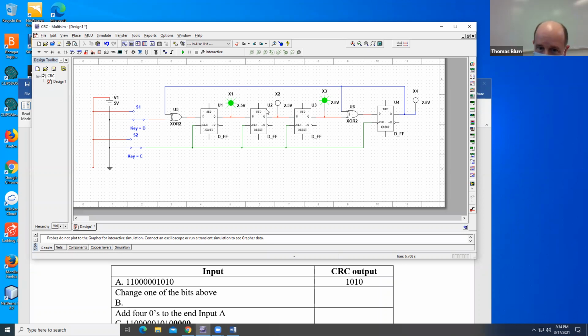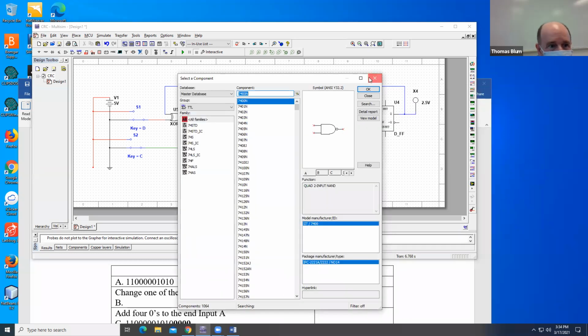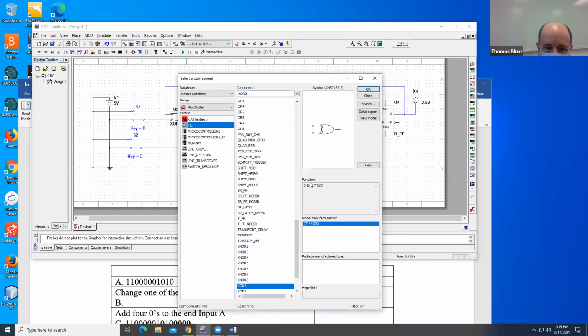I haven't done anything with the set. I haven't done anything with the reset. I haven't done anything with the Q tildes. It's all the Qs, it's all the Ds, the Qs, and the clocks. And when you're building this, make sure you grab an excluded OR in the list under TTL. Sorry, let me go, I usually go to Misc Digital, TTL, and the excluded NOR is in the list before the excluded OR, but we want an excluded OR. So that's just a common mistake.